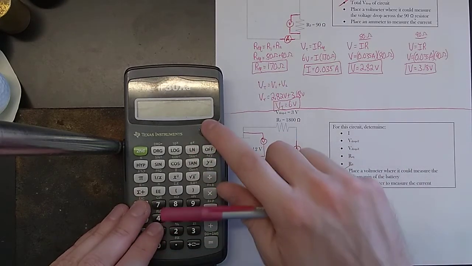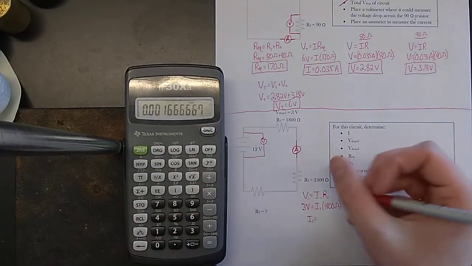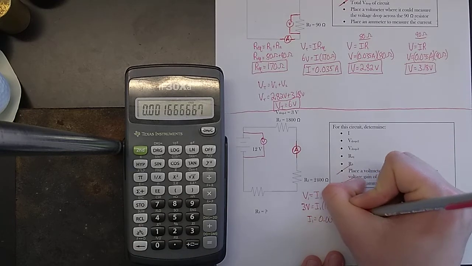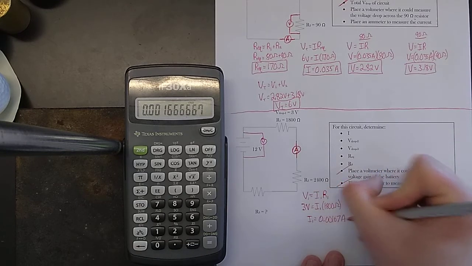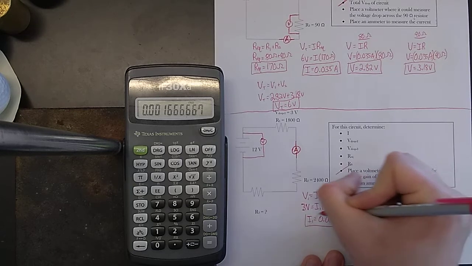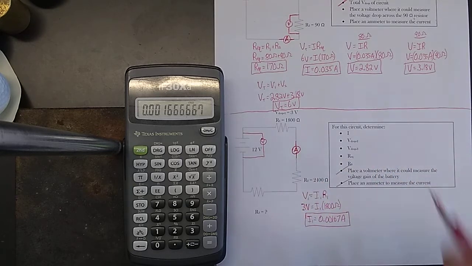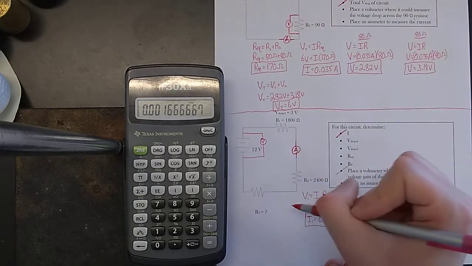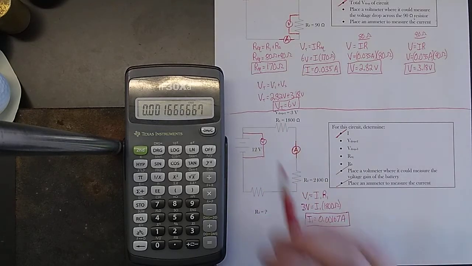I1 is therefore 0.00167 amps. Get used to small currents. They're usually quite small. That's the current everywhere, okay? Not just through this resistor, but through every one of them.